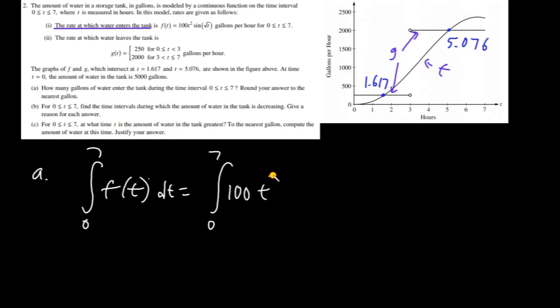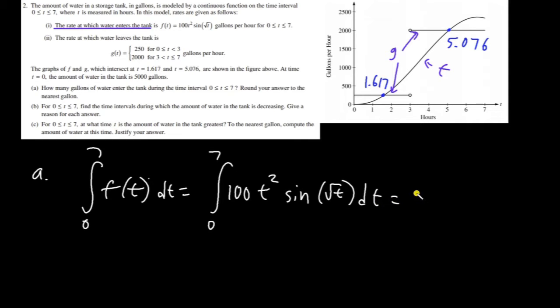So if we want to find out how much water entered the tank over an extended time interval, we need to take f, which gives us the rate at which that's happening, and integrate it across whatever time we want. In our case, we're going from 0 to 7, so we should integrate from 0 to 7 the integral of f of t dt. Since we know what f of t is, that's 100 t squared sine of the square root of t.